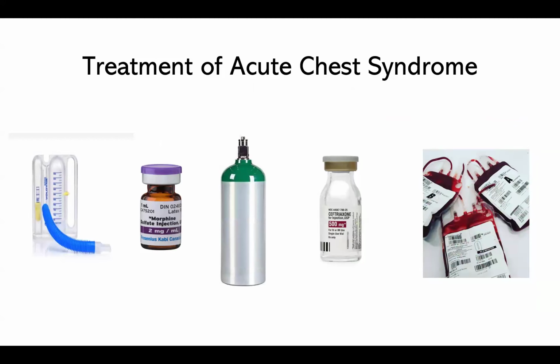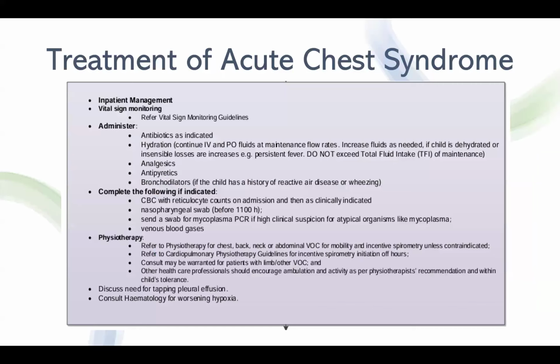So how do you treat acute chest syndrome? Again, they're probably already admitted. They will be on antibiotics as indicated. Again, you're going to want to help with hydration, but keeping your fluids at maintenance. Analgesics for any type of pain, antipyretics to treat your fever, and then bronchodilators if, say, your sickle cell patient also has asthma or reactive airway disease on top of it.